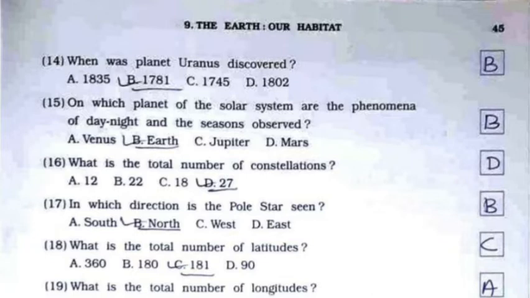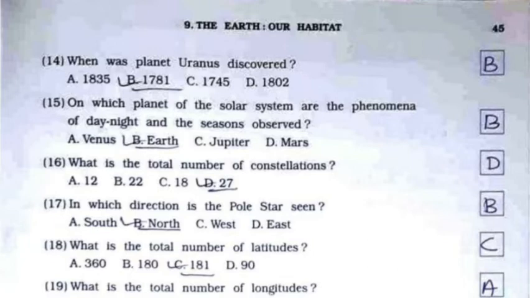15th, on which planet of the solar system are the phenomena of day and night and the seasons observed? It's option number B, Earth. 16. What is the total number of constellations? It's option number D, 27. 17th, in which direction is the pole star seen? It's option number B, north.